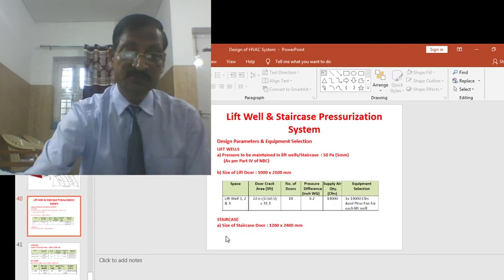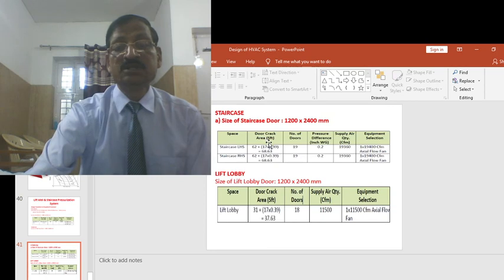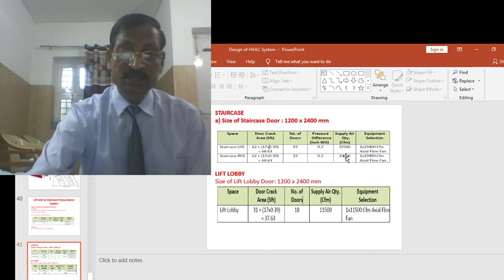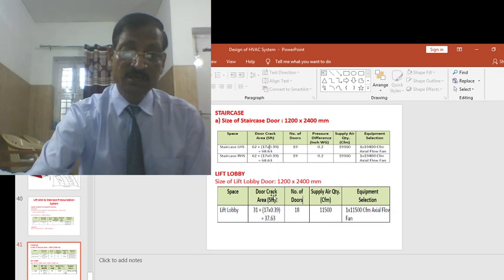In case of the staircase, the door size is 1200 by 2400 mm, keeping two doors open. So leakage from all the doors and two doors open comes to 19,360. So we select 19,400 CFM of axial flow fan. For the lift lobby, similarly, based on the area and number of doors, this is the capacity of the supply air fan.